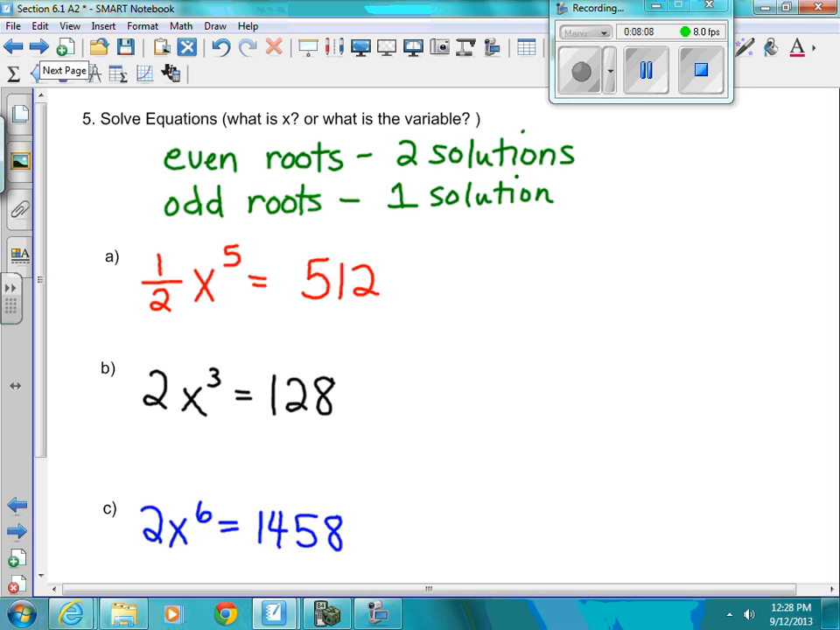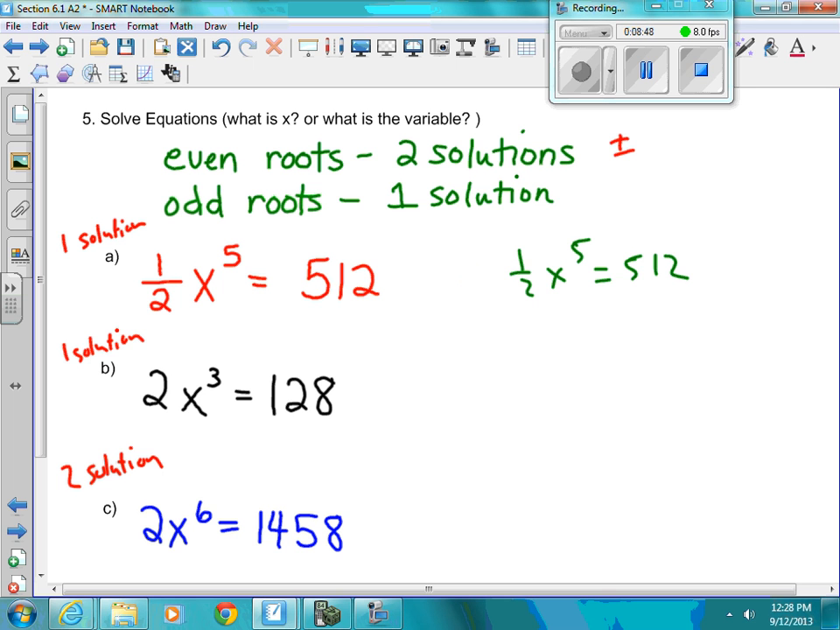Solving equations with roots. Okay, if it's an even root, you're going to have a plus-minus situation or 2 solutions, plus-minus. If you have an odd root, it's just positive or negative, whatever it comes out to be in your calculator. So for A and B, there's just going to be one solution when we solve this. One solution. And then down here, there's going to be 2 solutions, plus minus, because it's an even root. Okay? So how do we go about solving these? We got to isolate the variable first.